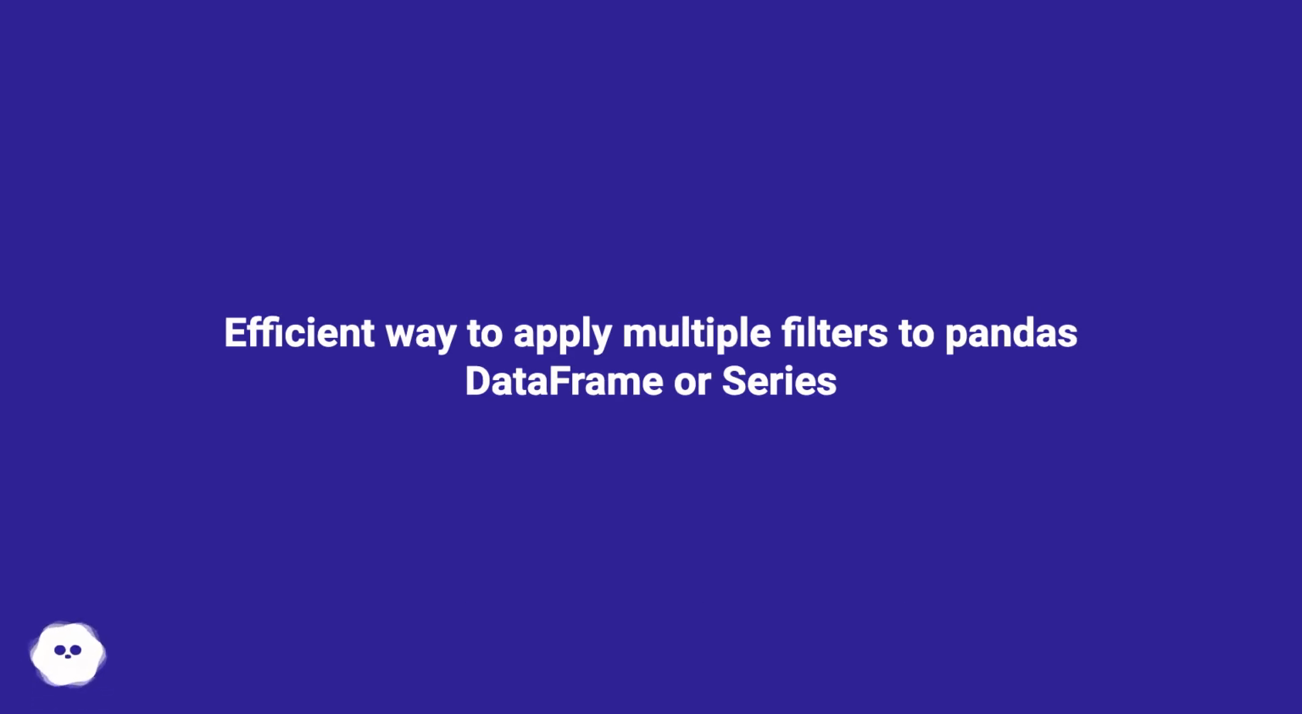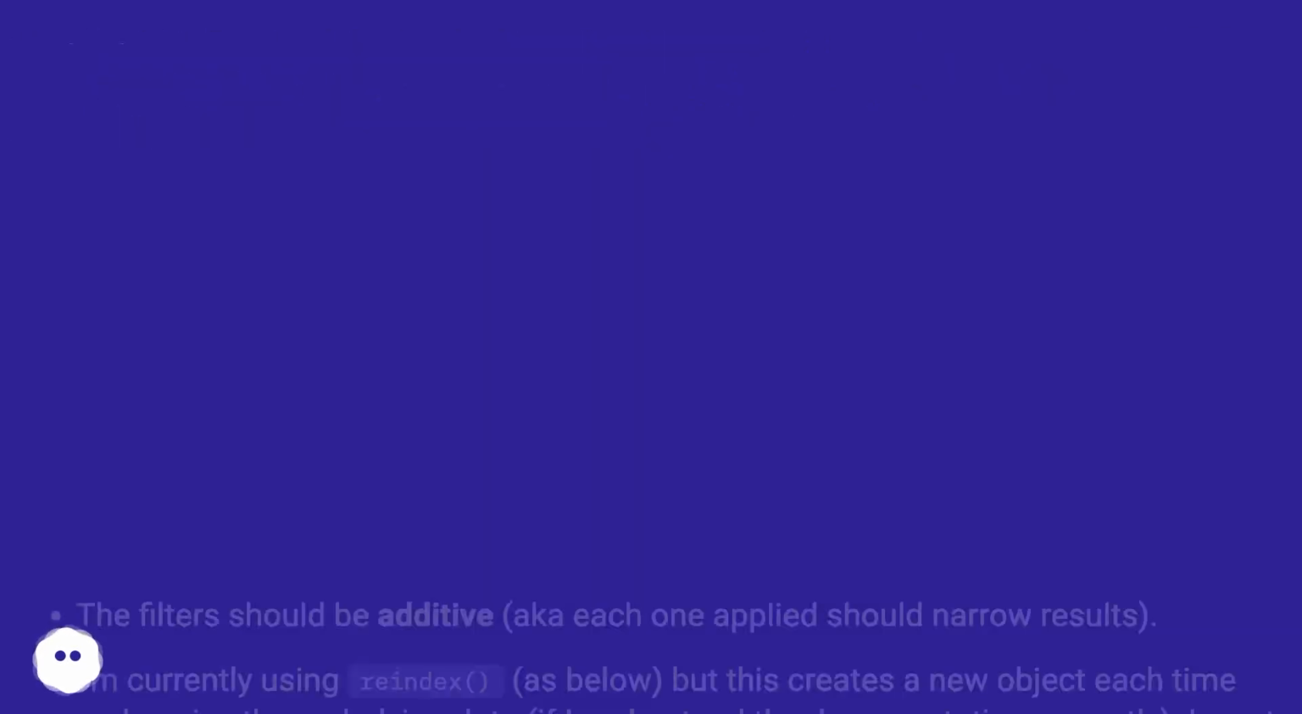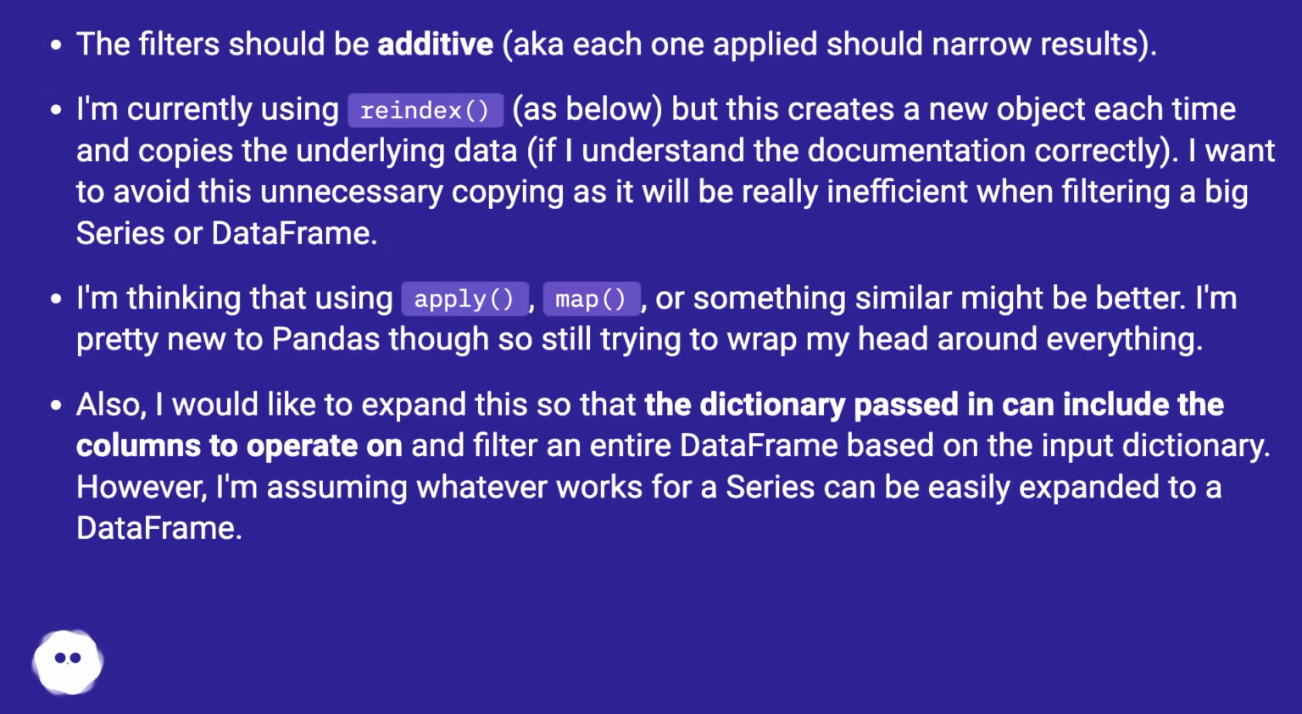Efficient way to apply multiple filters to a Pandas data frame or series. I have a scenario where a user wants to apply several filters to a Pandas data frame or series object. Essentially, I want to efficiently chain a bunch of filtering, comparison operations together that are specified at runtime by the user. The filters should be additive, aka each one applied should narrow results.